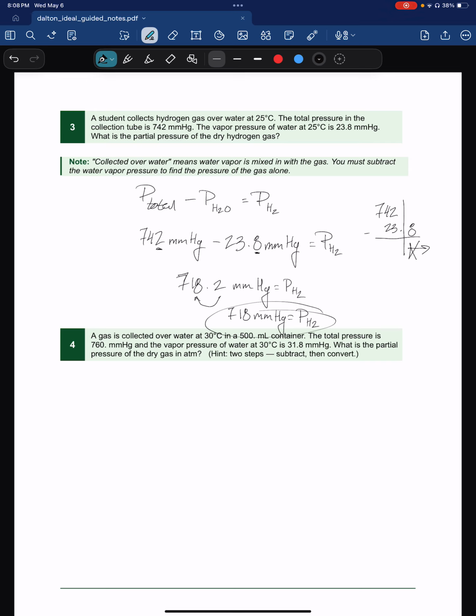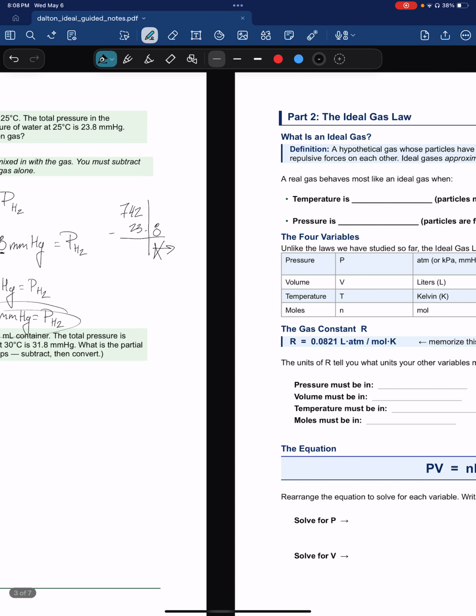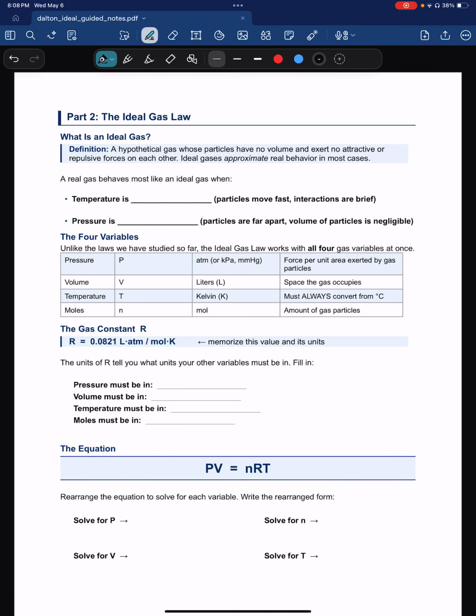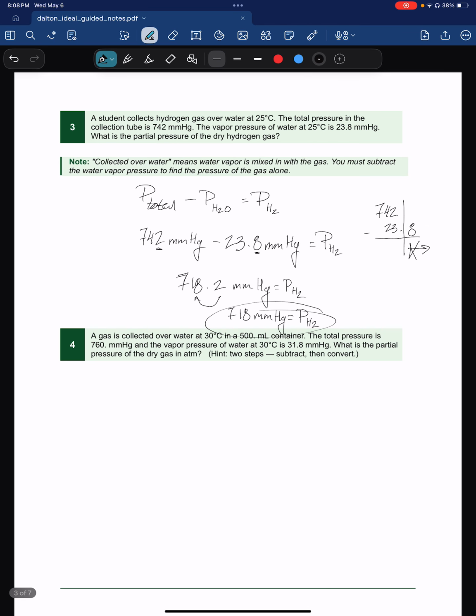All right, so hopefully you've paused it, you had a chance to go through it, and now I'll go ahead and solve it. So a gas is collected over water at 30 degrees Celsius in a 500 milliliter container. The total pressure is 760 millimeters of Hg, and the vapor pressure of water at 30 degrees Celsius is 31.8 millimeters of Hg. Oh man, I made a mistake because I didn't give you the conversion, did I? No wonder you couldn't solve it.